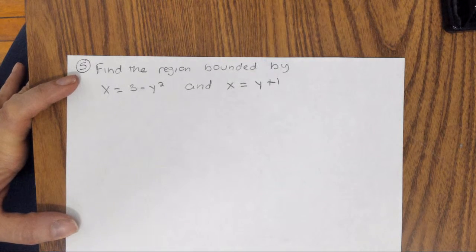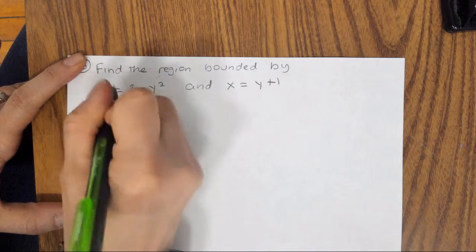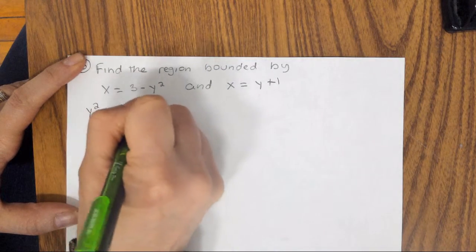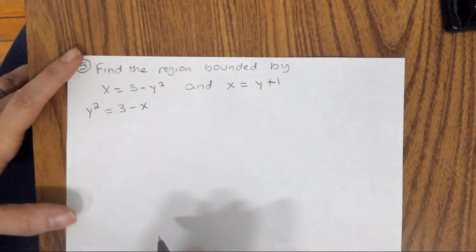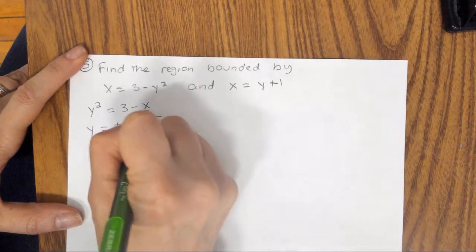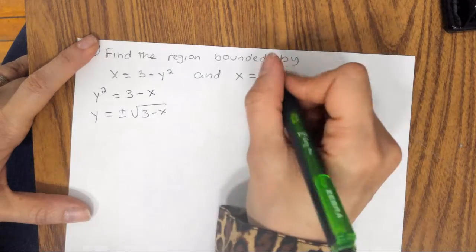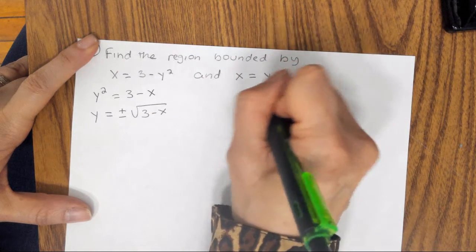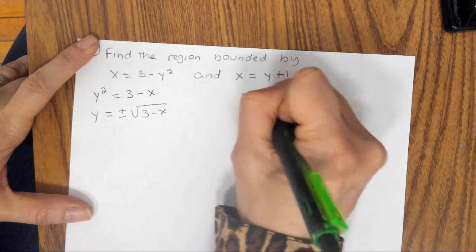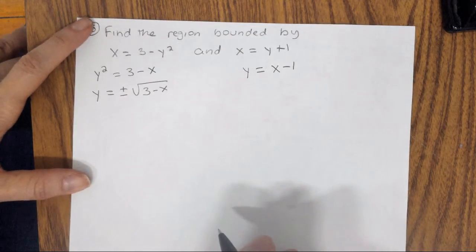So in order to get a visual of this, to graph this, we should get this into y equals form. Okay, so here if I add y squared to the left and subtract x to the right, and so y equals, I'll take the square root, so plus or minus square root of 3 minus x. And then here I could subtract 1 to the other side, so I get y equals x minus 1. Okay, so here's something I can work with.